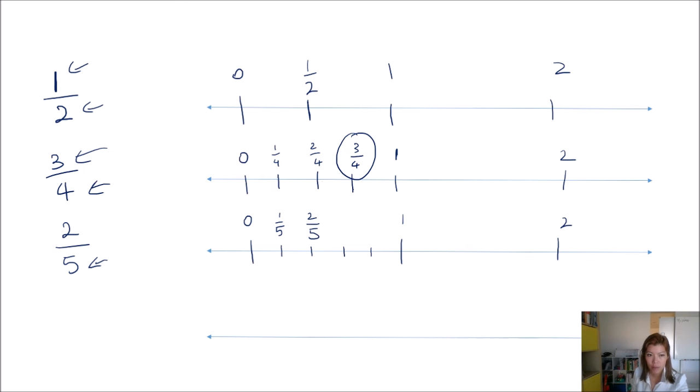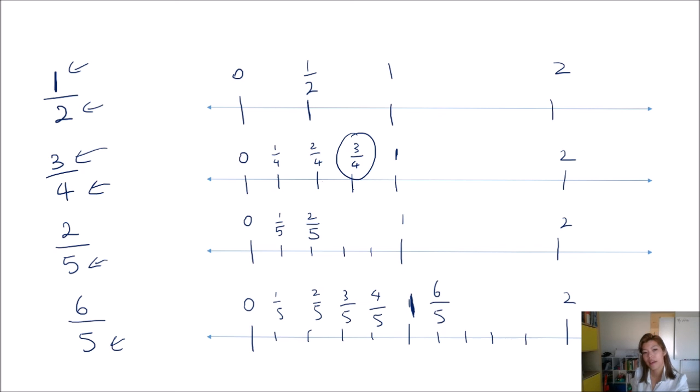Let's try, for example, 6/5. In that case, we know that it's going to be more than 1. So we're going to go all the way over here. So we're going to cut into fifths. 1, 2, 3, 4, 5. Now 6/5 would mean 1/5 is here, 2/5 is here, 3/5 is here, 4/5 is here, 5 out of 5 is 1, and now 6 out of 5 is right there.